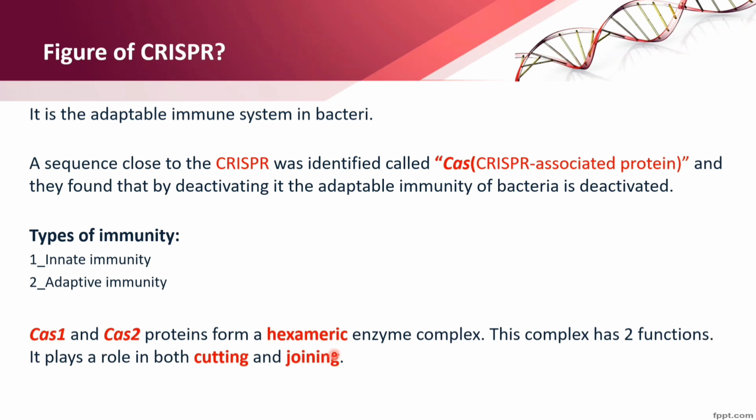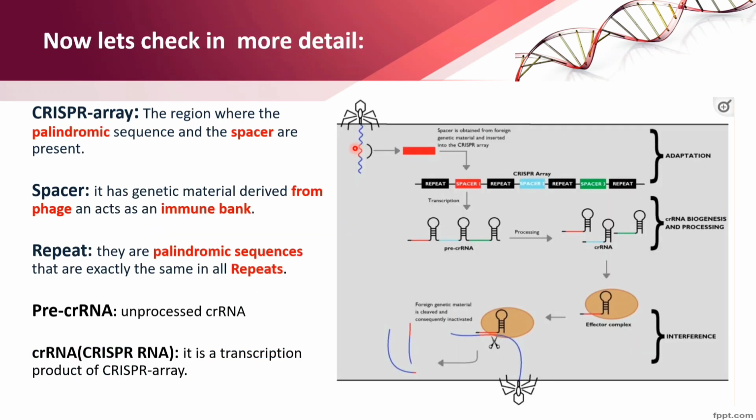But exactly where on the invading DNA does this cut occur, and where in the bacterial CRISPR sequence is it inserted? Let's break it down. As I mentioned in the previous slide, the hexameric enzyme complex Cas1 and Cas2 cuts the invading DNA that enters the bacteria and inserts it into a sequence region called the CRISPR array.